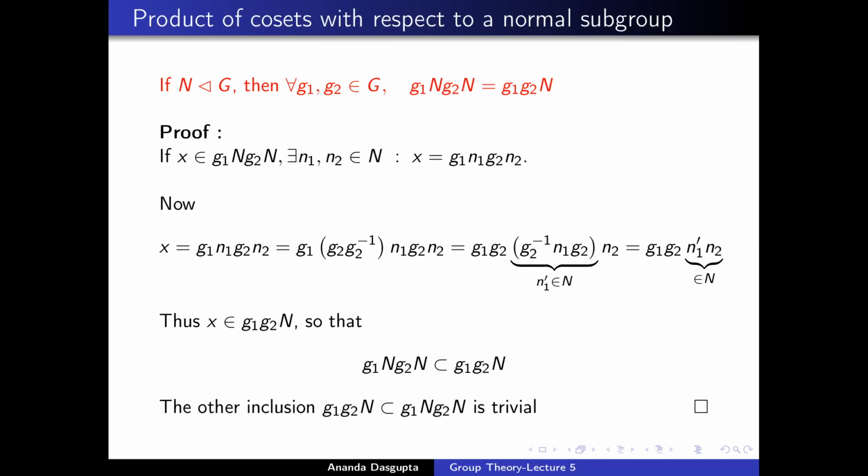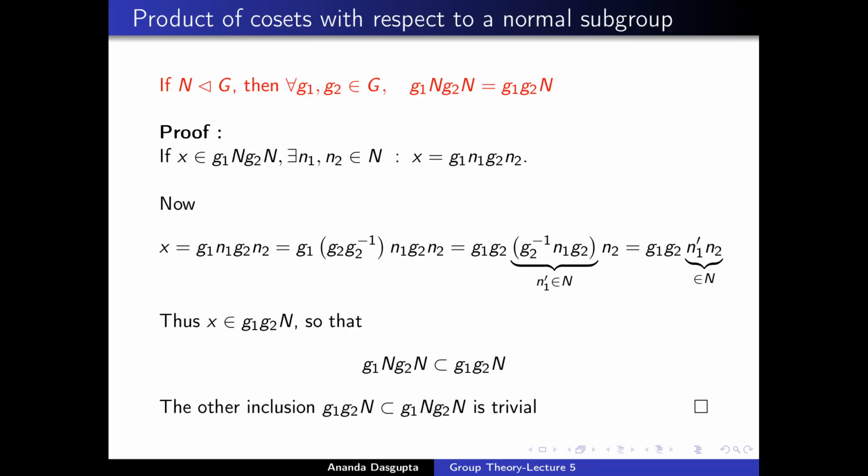So the product of two cosets with respect to a normal subgroup is another coset, and in fact the multiplication rule here is very simple. If the first coset corresponds to the element G1 and the second coset corresponds to the element G2, then the product coset corresponds to the element G1, G2.